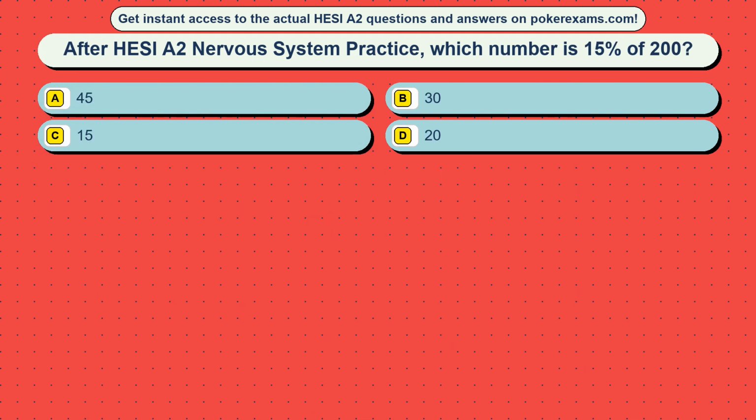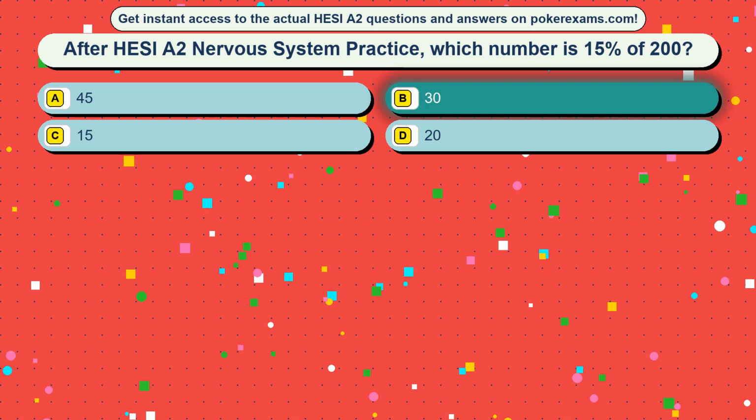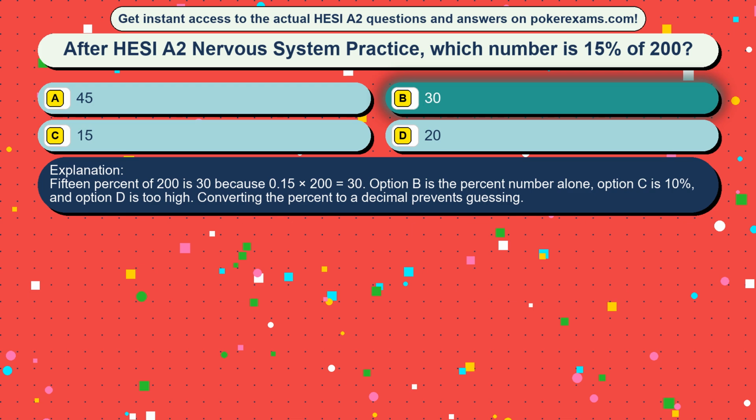Question 16. After HESI A2 nervous system practice, which number is 15% of 200? Option A, 45. Option B, 30. Option C, 15. Option D, 20. The correct answer is option B, 30. 15% of 200 is 30 because 0.15 × 200 equals 30. Option C is the percent number alone, option D is 10%, and option A is too high. Converting the percent to a decimal prevents guessing.